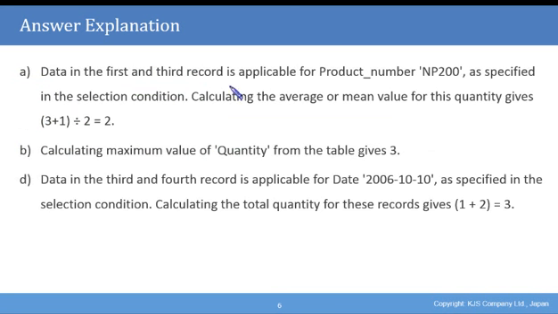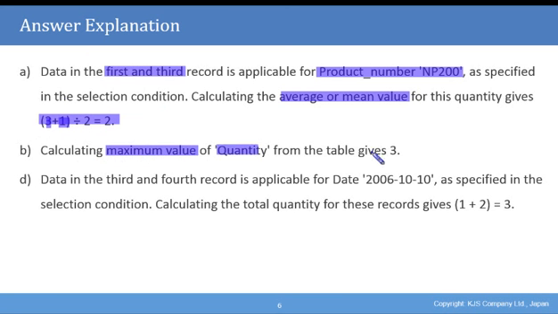So let's look at what the SQL will return. In A, data in the first and third record is applicable as the product number is NP200 as specified in the selection condition. Calculating the average or the mean value for this quantity gives 3 plus the 1 for the second product number, and then we divide this by 2 to get our overall average to be 2. In B, we calculate the maximum value of quantity from the table, which gives 3.